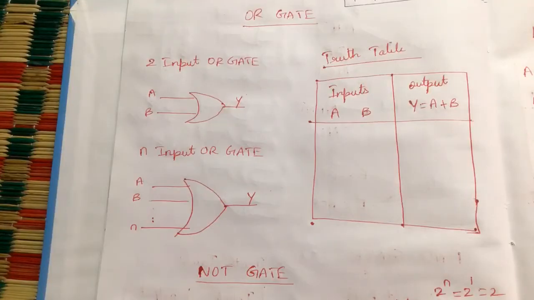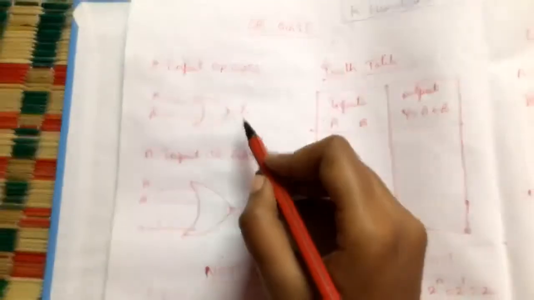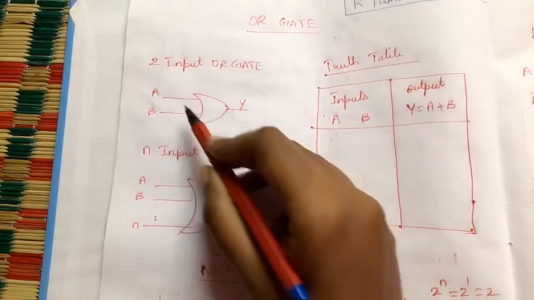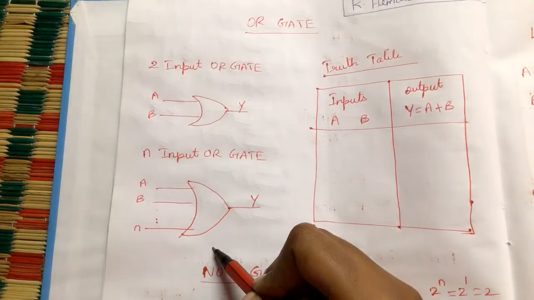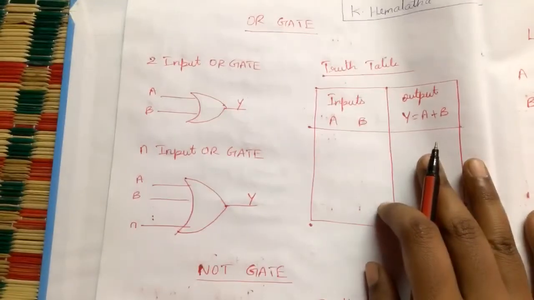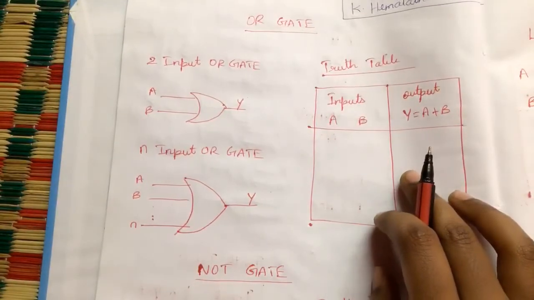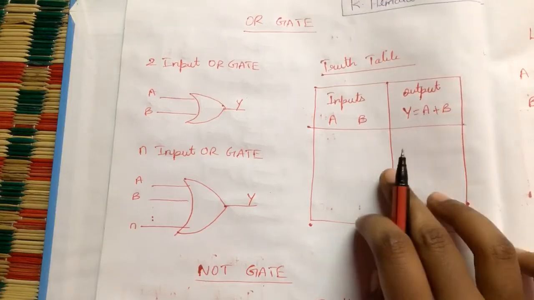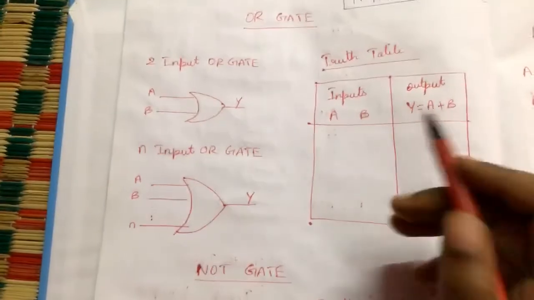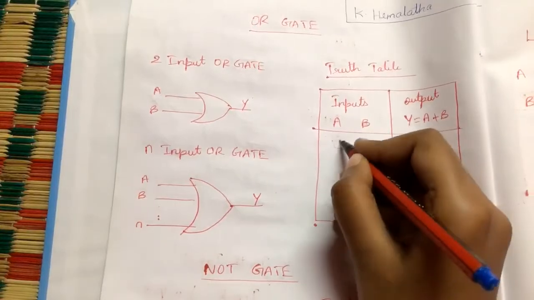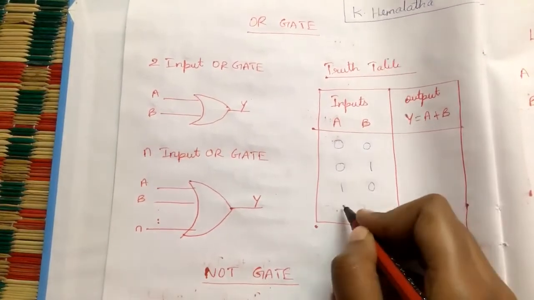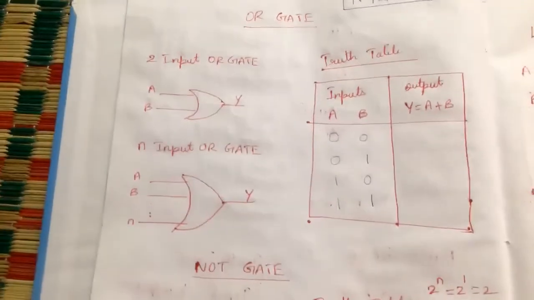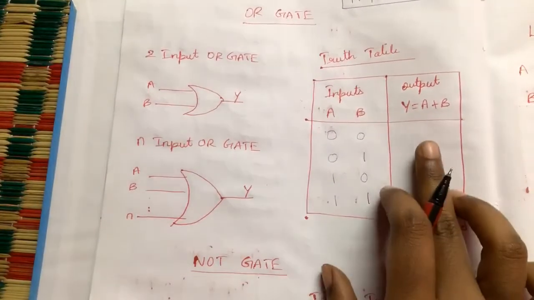Here is the OR gate representation. This is the logical symbol for the OR gate, for only 2 inputs and for n number of inputs. Now we are going to draw the truth table. As we said, 2 to the power of n, we are going to take 2 inputs only. So here I am writing the combinations 0, 0, 0, 1, 1, 0 and 1, 1. Now what will be the output for this?